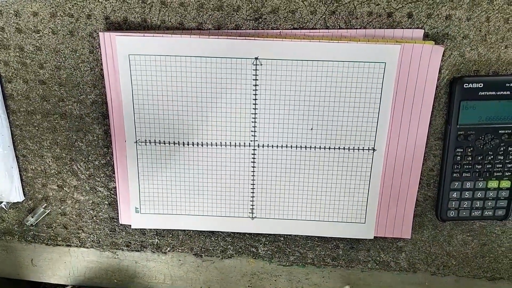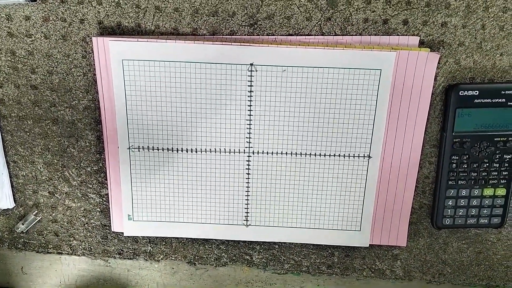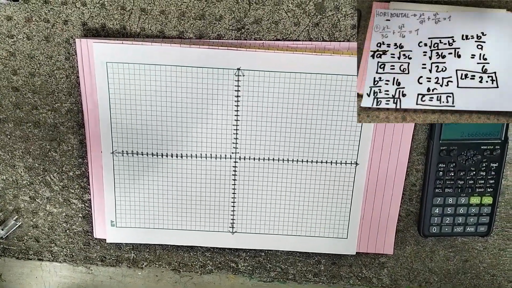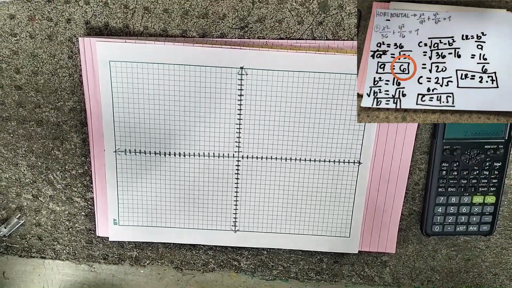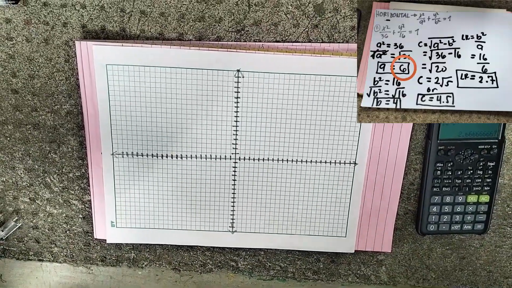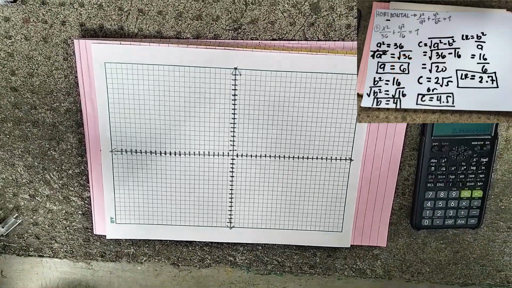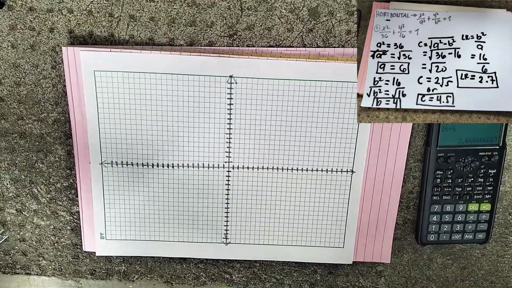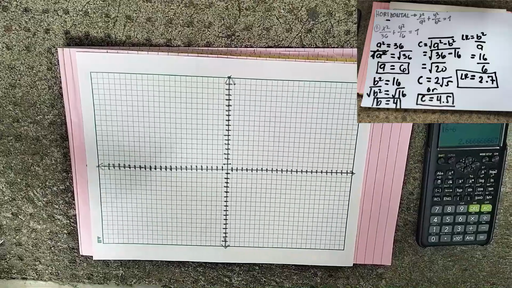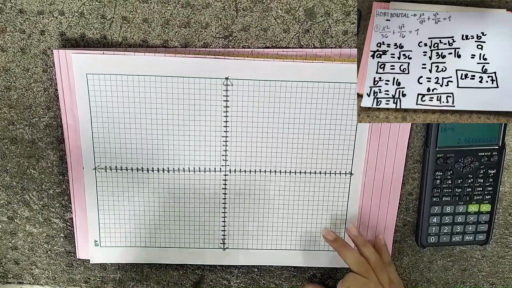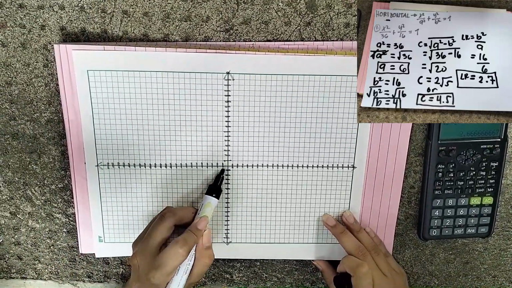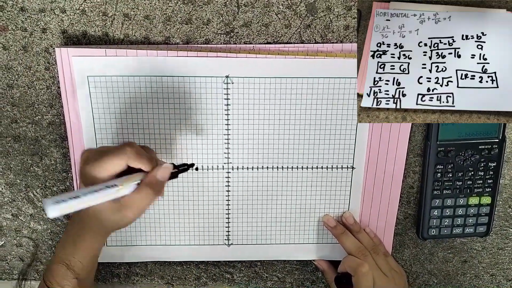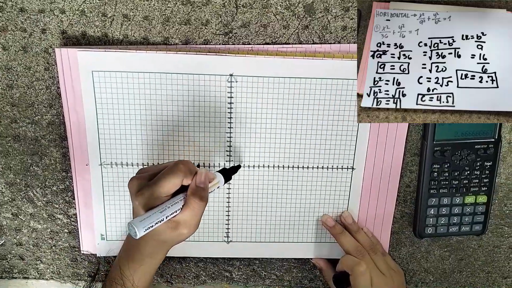So now that we have all the solving done, we can now start graphing on our graphing paper. So first, we have to graph the vertex, which was 6. So since we use the horizontal equation, first our vertex should be on the x-axis. So we're going to count 6 to this side. 1, 2, 3, 4, 5, 6. And 6 to the other side.